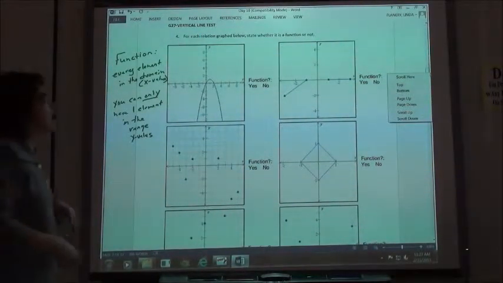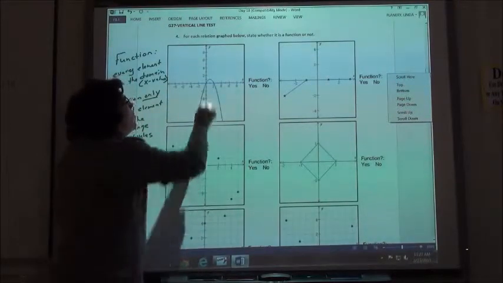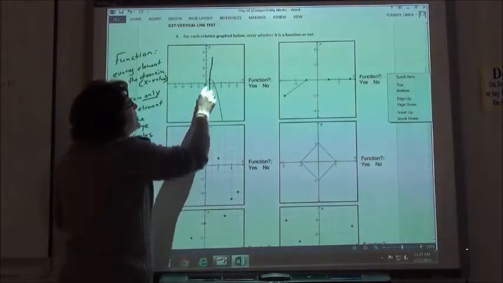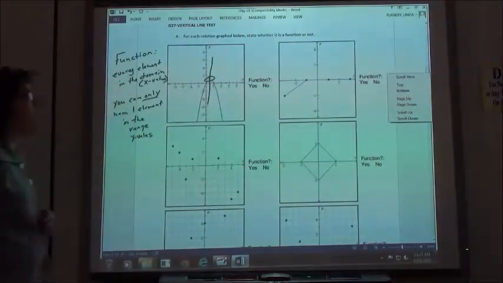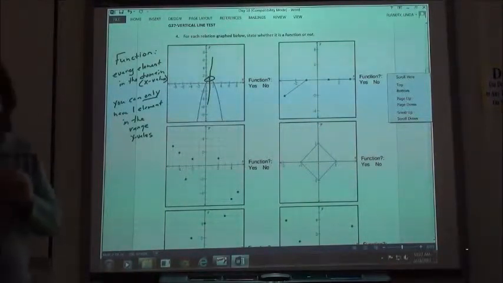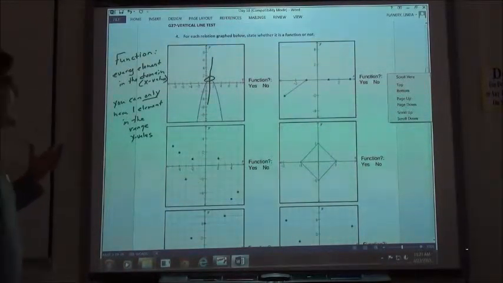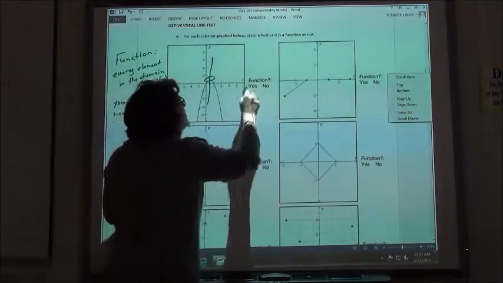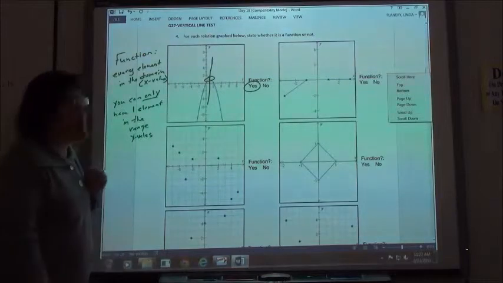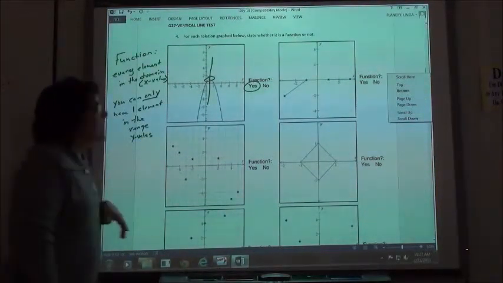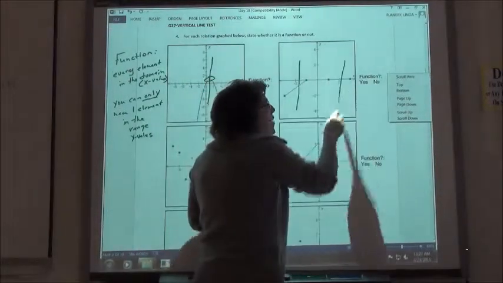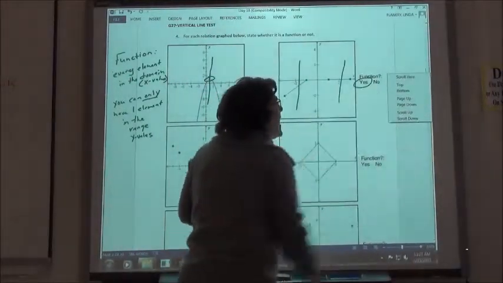x values. If I happen to use the x value of 1 and I drew my vertical line right here, how many points does it touch? Well, it just touches 1 point. If anywhere on my graph I can draw a line and only touch 1 point at a time, it is going to be a function. So yes, this is going to be a function because if I draw my vertical line, I'm only touching 1 point in my range. Here, I'm only touching once, here I'm only touching once. Yes, that is going to be a function.